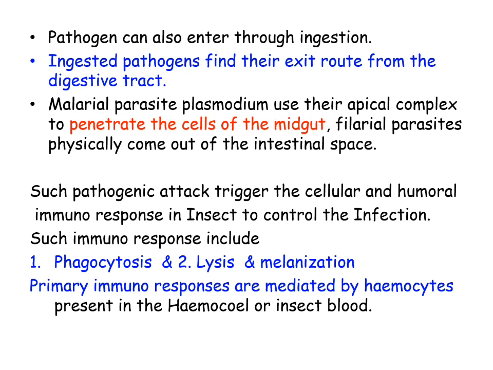Ingested pathogens come in direct contact with the digestive tract, but they find their exit route from the digestive tract to other parts of the body. Like the malarial parasite Plasmodium, which uses its apical complex to penetrate the cells of the midgut. Filarial parasites physically come out of the intestinal space. Such pathogenic attacks trigger the cellular and humoral immune responses in the insect to control the infection.